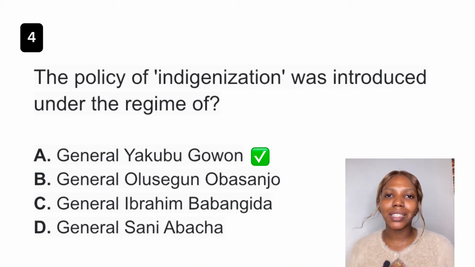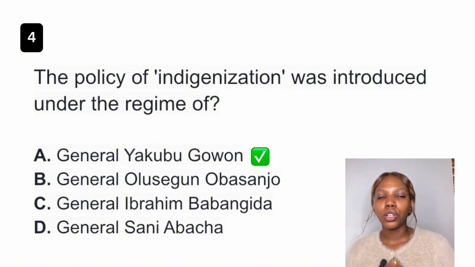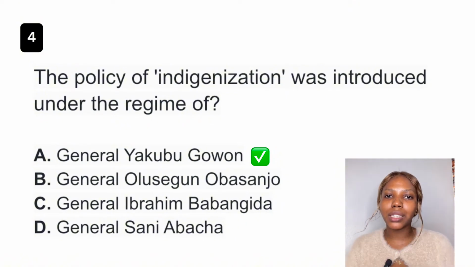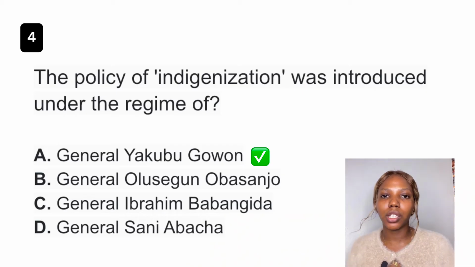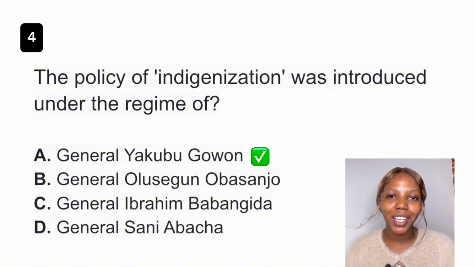Now, why was it enacted in the first place? During that period, the Nigerian economy was dominated by foreign companies. So Yakubu Gowon wanted to encourage some level of local ownership in businesses operating in Nigeria. So the policy was enacted. So the answer to this question is no doubt option A, General Yakubu Gowon.